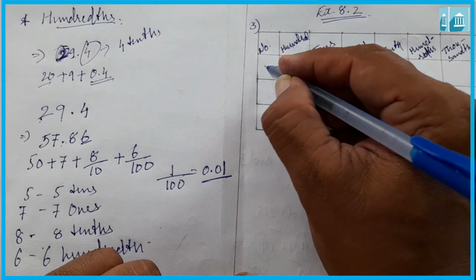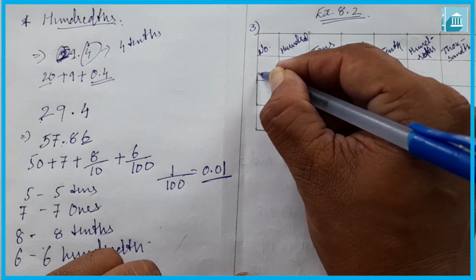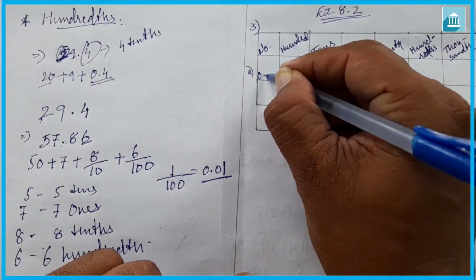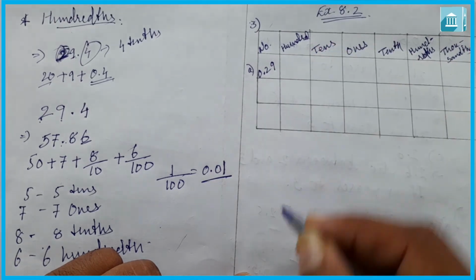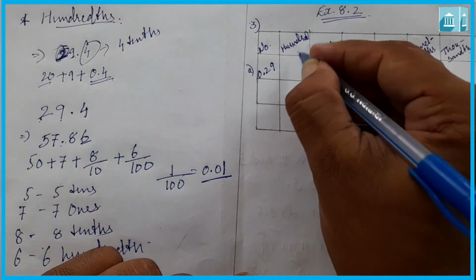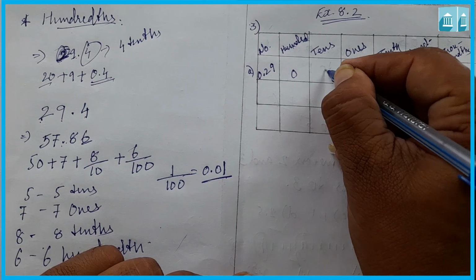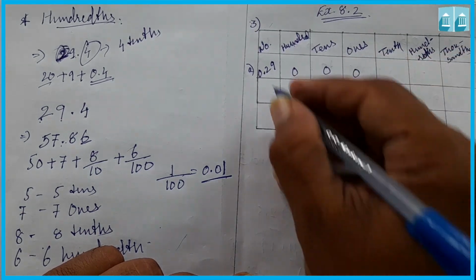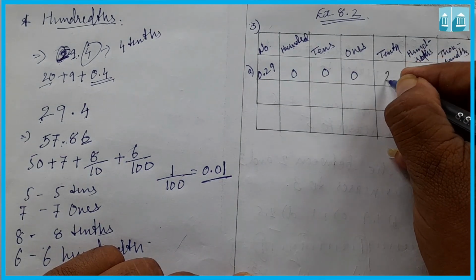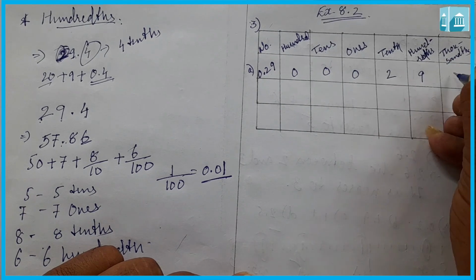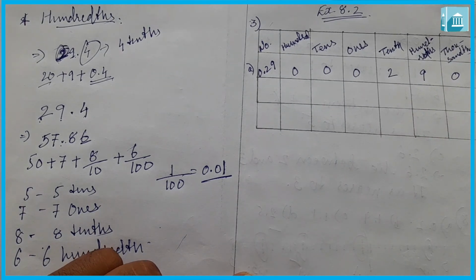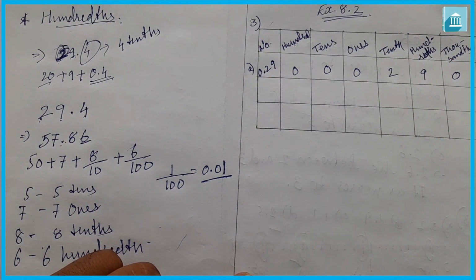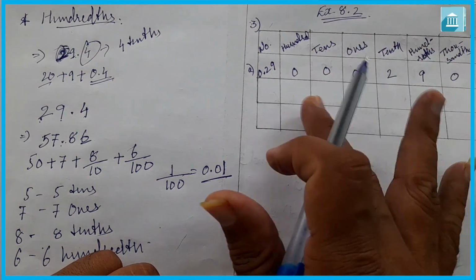Now here, suppose the first number A is 0.29. So on the hundreds place it is 0, tens place also 0, ones place also 0. On the tenths place it is 2. On the hundredths place it is 9. Thousandths place again 0. So in this way we have to write the decimals in the place value table. This is the place value table.